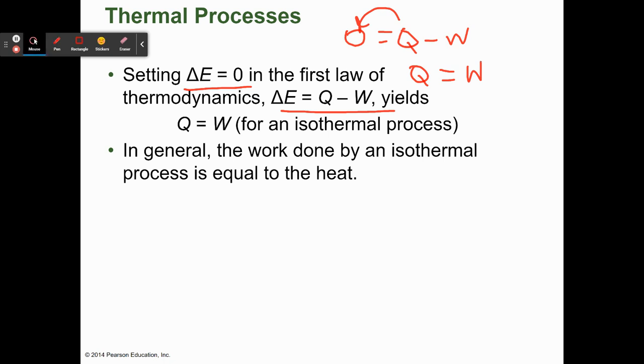So please make sure in this chapter that you're able to distinguish between these three and be able to match and determine the amount of work for each of those particular systems. So constant volume, constant pressure, and constant temperature, which is also called isothermal.